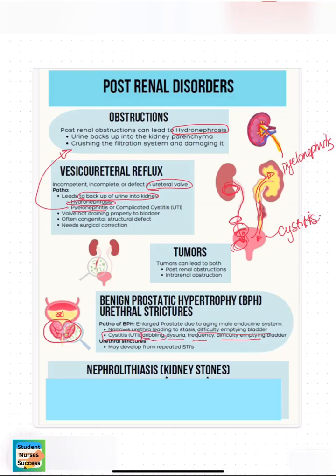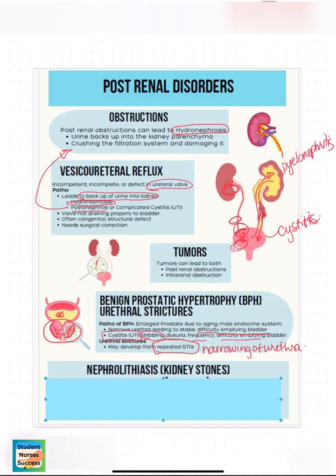Now, you can also develop urethral strictures. Urethral strictures would just be a narrowing of the urethra. The most common cause of urethral strictures not related to the prostate is repeated sexually transmitted infections that cause scarring and narrowing of the urethra.